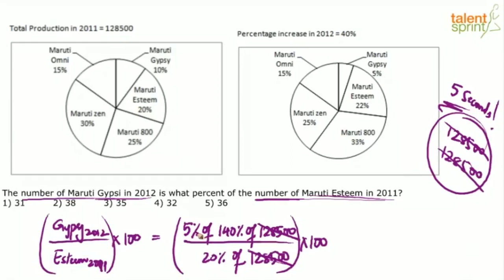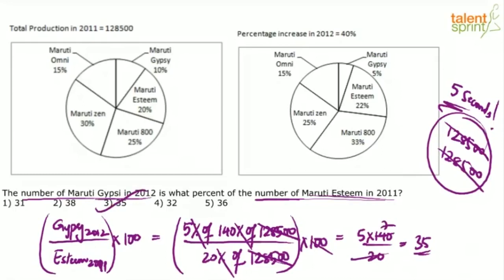Again, you know that percentage and percentage will get cancelled, right? And this percentage will get cancelled with 100. So finally what is needed is 5 into 140 upon 20. Now 20 here goes 7 times, 5 sevens is 35. So your answer should be 35%, which is option 3.